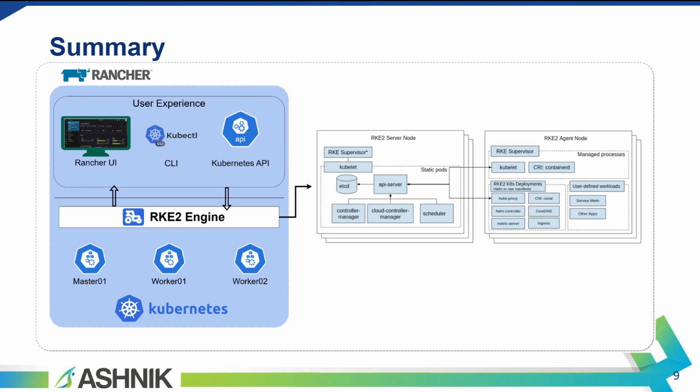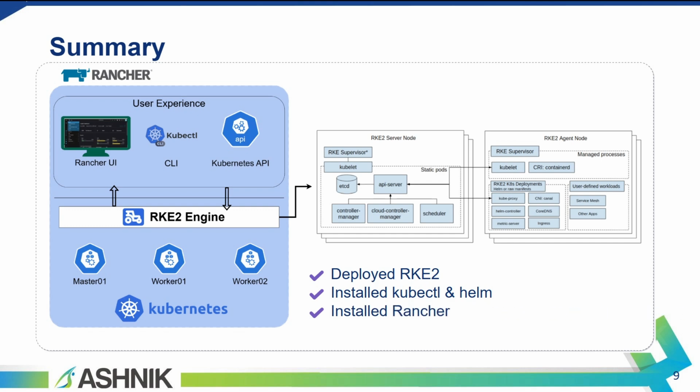Let's summarize what we have learned in this demo. So first we deployed the RKE2. That is, we deployed the RKE2 server on master node and RKE2 agent on worker node. And on top of it, we installed kubectl and Helm. And on top of it, we installed the Rancher UI. Okay, so with the help of Rancher, we explored the Rancher overview and communicated with the Kubernetes cluster.